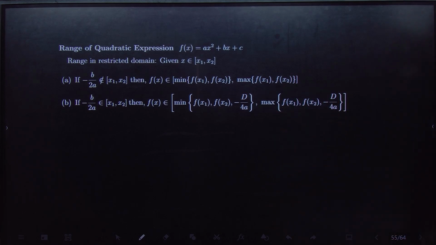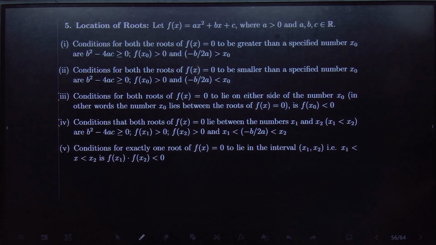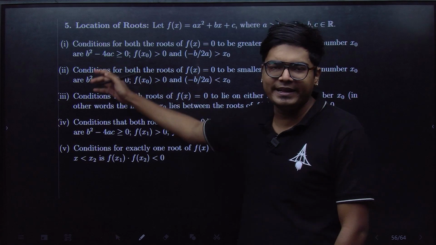Okay, cool. Location of the roots. If f of x is ax square plus bx plus c where a is greater than 0 and a, b, c are real numbers, then the conditions for both the roots to be greater than a specified number x naught are that the discriminant should be greater than or equal to 0, right?